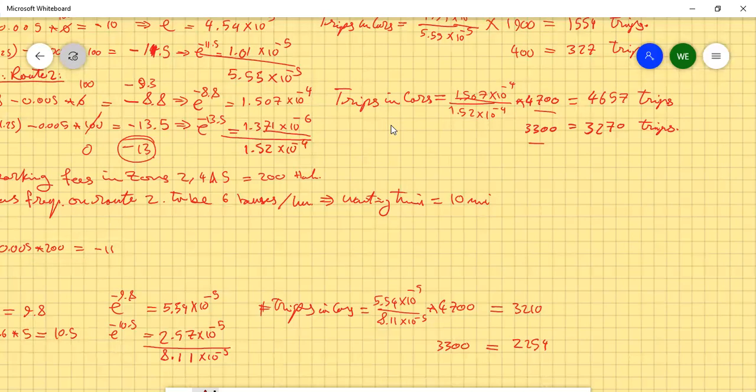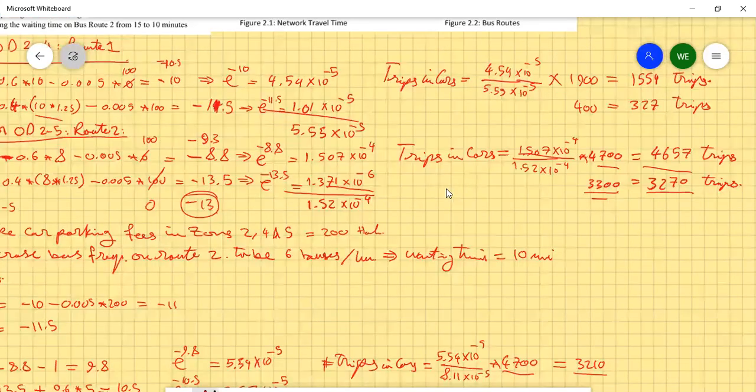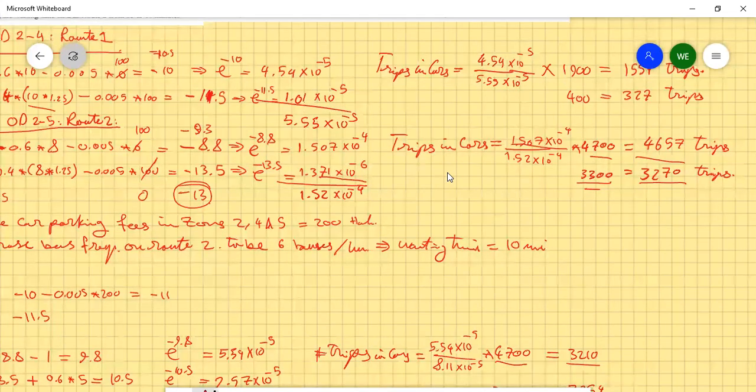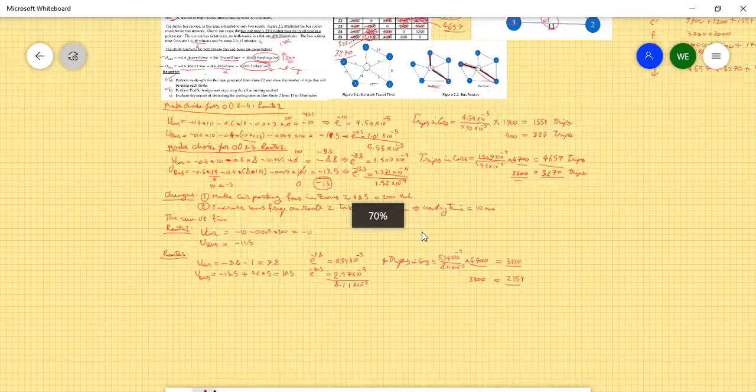As you can see, there is significant drop between these values. It was here 3,000, 3,200. Now it reduced by 1,000. Here it was 4,600. Now it's 3,200. There is 1,400 difference, as you can see. So the change on the traffic assignment would be noticeable.